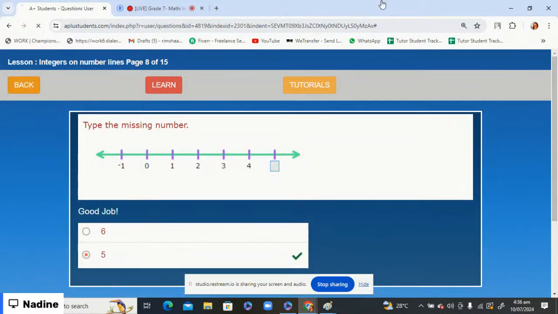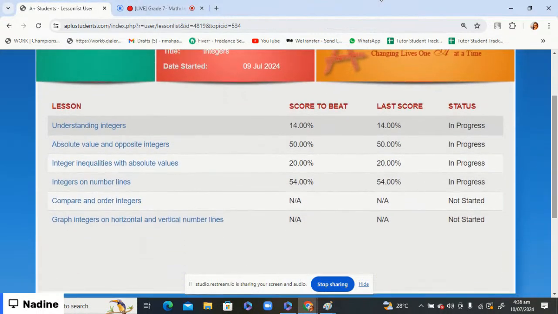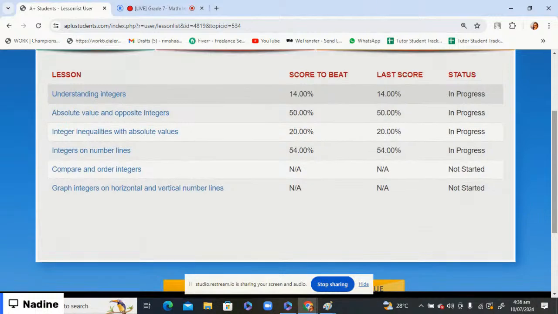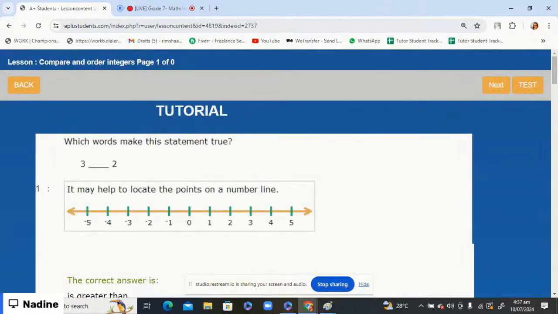All right, hope you guys understand this lesson as well. So now we covered integers on number line. Now we cover compare and order the integers. Okay, this is the last lesson of today.